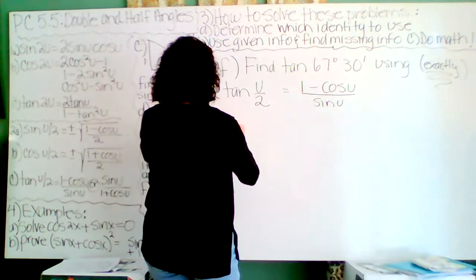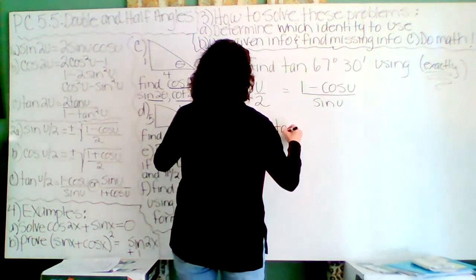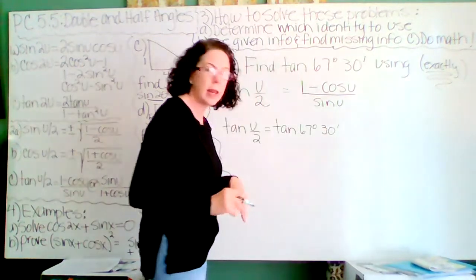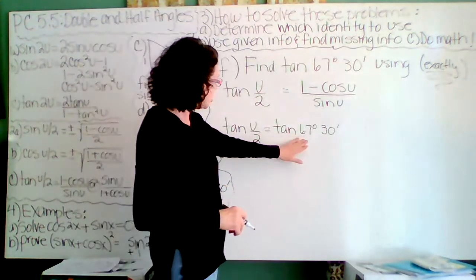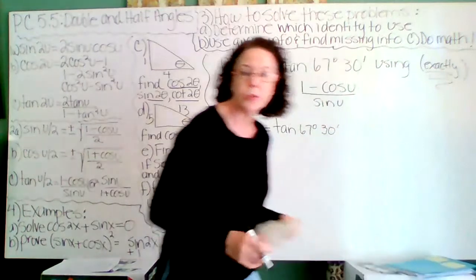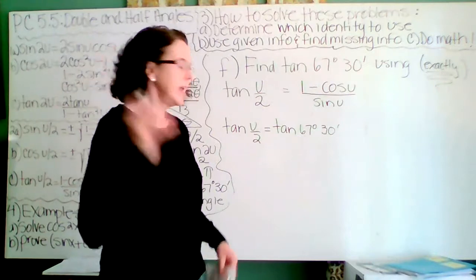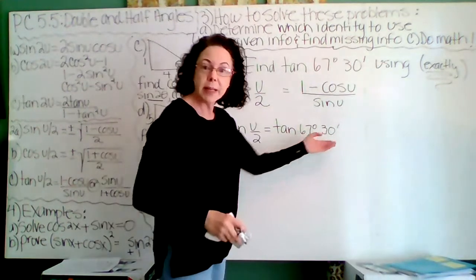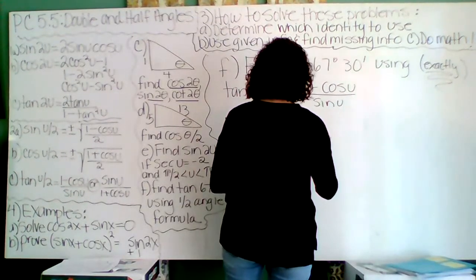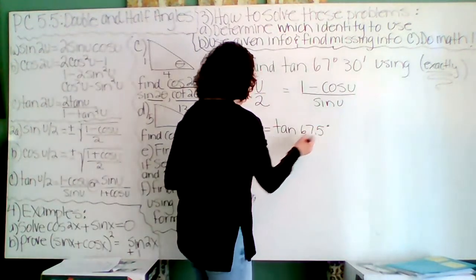So here's what they're saying. They're saying tangent of u over 2 equals tangent of 67 degrees, 30 minutes. Okay, now let's make tangent of 67 degrees and 30 minutes a decimal, just because it's easier to use. When you put that into your calculator using degrees and minutes and ask for a decimal, obviously 30 minutes is half of 60 minutes, and so you get 67.5 degrees.